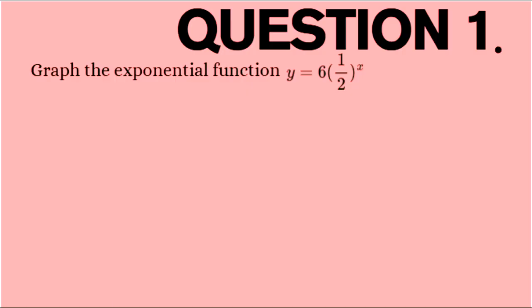Alright, so first we need to make a table and have x values and y values. So we're going to start with the x value of -2. Okay, that's going to be our first point. And we need to find our y value for it.